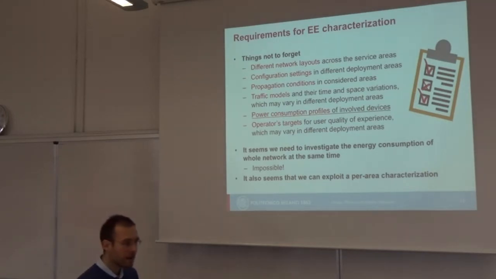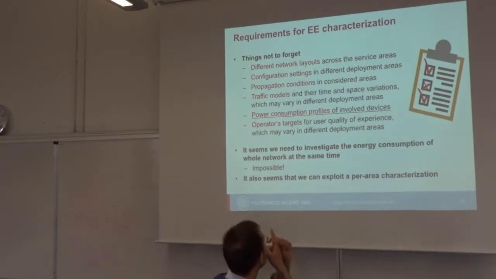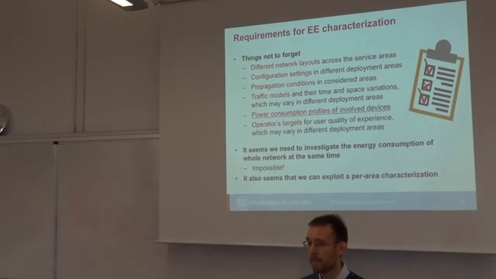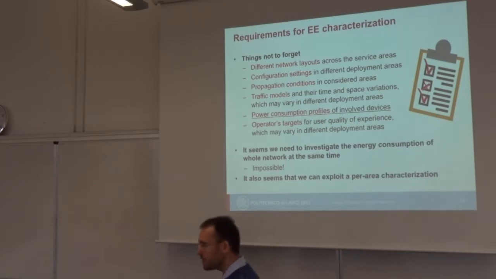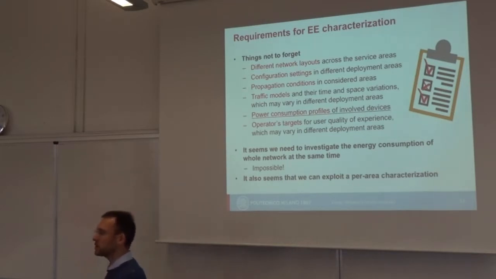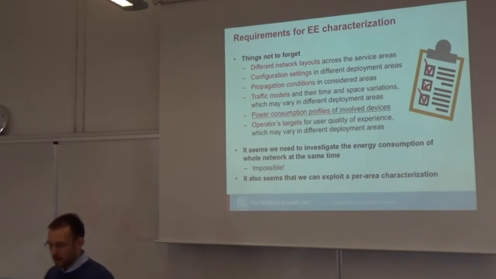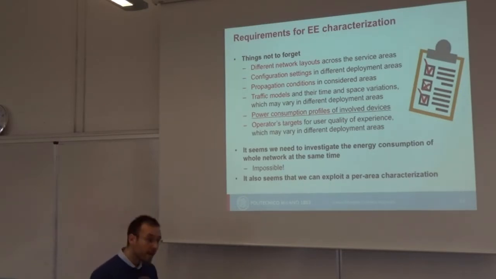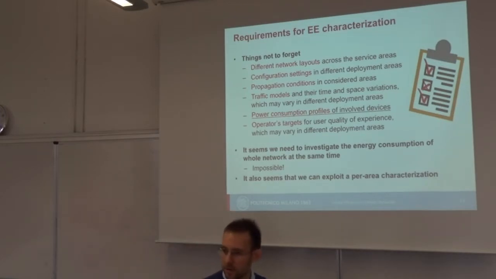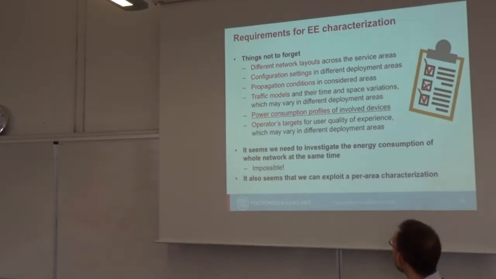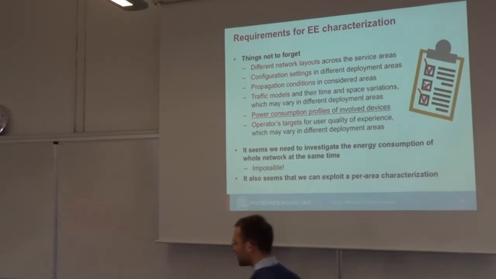Another thing that you have to take care of is propagation conditions. For every area where you want to run your network, you have to investigate what the propagation conditions are, because they are important in order to define rates and coverage. Another very important thing is the traffic models, because in different areas the traffic and the user distribution may vary in time and space. So you have to consider it and be very careful about it.